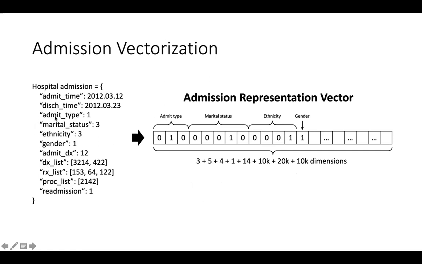So the admission types, marital status, ethnicity, gender. There would be a 14-dimensional vector here for the admission diagnosis. Then another 10,000 dimensions for diagnoses, an additional 20,000 dimensions for medications, and 10,000 dimensions for procedures. So in all, it would be about 40,000-dimensional vector that represents a single hospital admission. And then you have a readmission label set to 1.